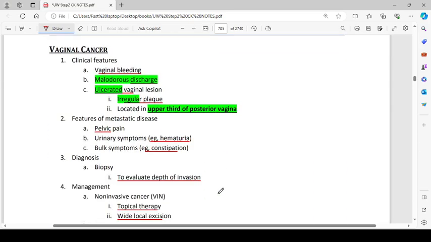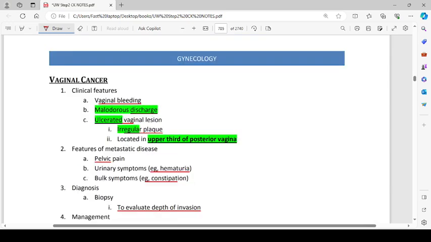Then we have vaginal cancer. The clinical features include vaginal bleeding, malodorous discharge, and an ulcerated vaginal lesion, which will be an irregular flat lesion located in the upper third of the posterior vagina. Features of metastatic disease include pelvic pain, urinary symptoms like hematuria, and bulk symptoms, for example, constipation.